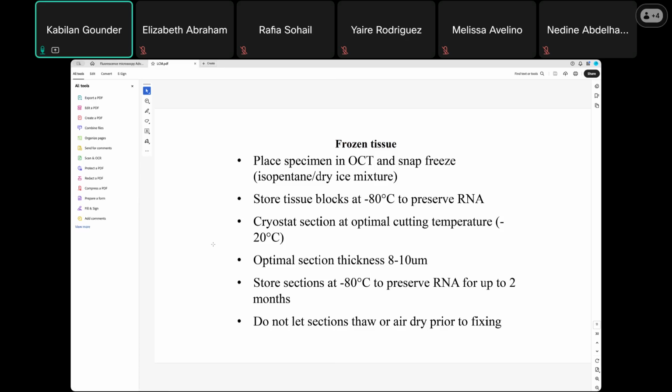The sections should be 8 to 10 microns thick. Again, after you take sections, put them back into minus 80 degrees centigrade. That will help you preserve the RNA. You cannot go back and forth between the freezer and room temperature. That will also affect the nucleic acid quality.